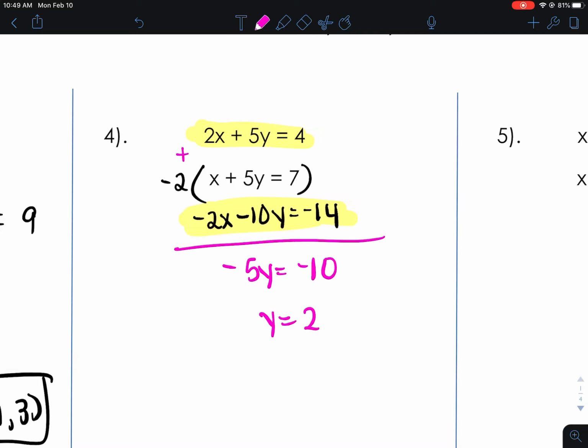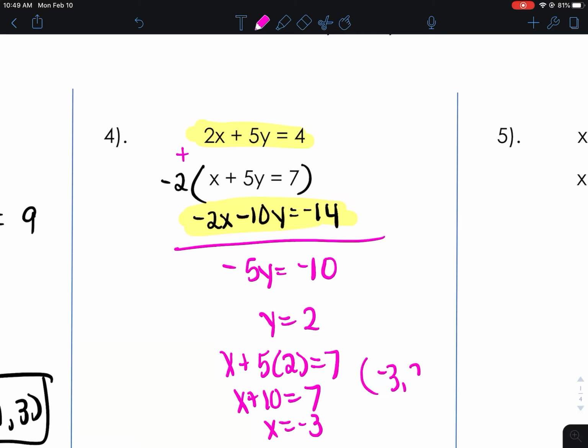And then you would plug the 2 into either one. We'll do x plus 5 times 2 equals 7. So x plus 10 equals 7, which is -3. So the whole point would be -3, 2. Okay.